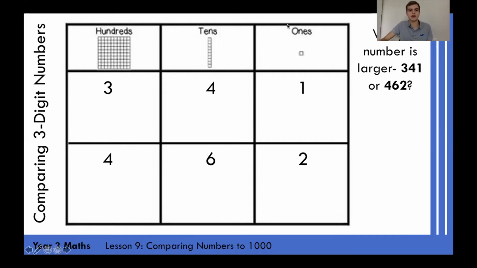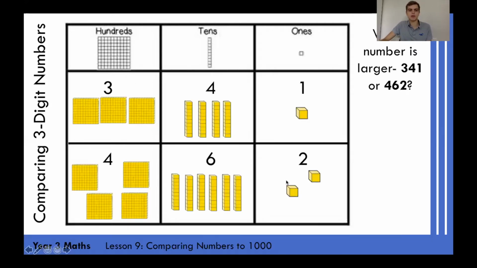So I've got in my place value grid these two numbers, 341 and 462, and I'm going to make them both out of Deans. Can you see? So I've got 3 hundreds, 4 tens, 1 one; 4 hundreds, 6 tens, 2 ones. Fantastic.